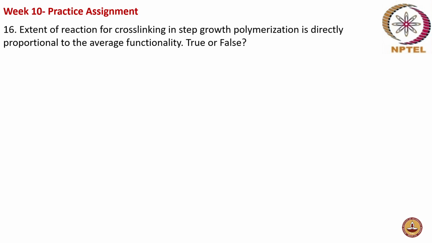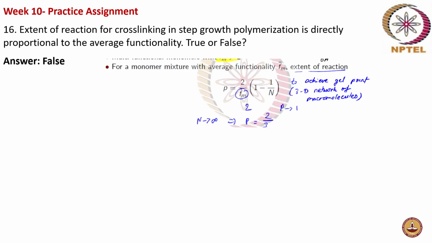The extent of reaction for cross-linking in step growth polymerization is directly proportional to the average functionality. Is it true or false? Is the extent of cross-linking reaction in step growth polymerization directly proportional to average functionality? So the answer is false. In case of step growth polymerization, the extent of reaction is inversely proportional to the functionality.